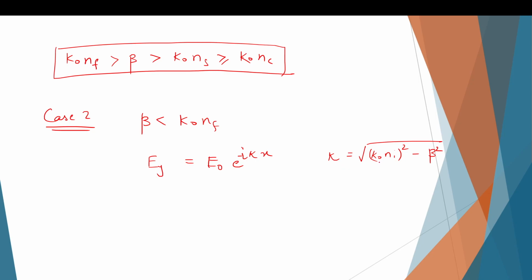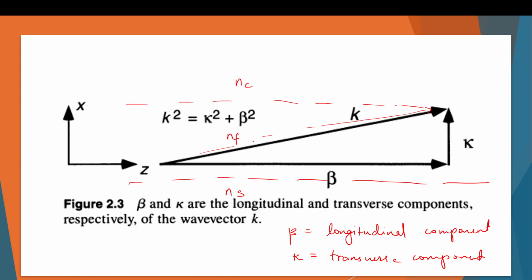If you remember, k naught is nothing but omega naught by c, and beta is our longitudinal propagation constant. So this kappa is also related to beta. Basically we have the propagation vector, so beta is the z component of the propagation vector, and kappa is the x component of the wave vector. That's why we will also have k squared equal to kappa squared plus beta squared.